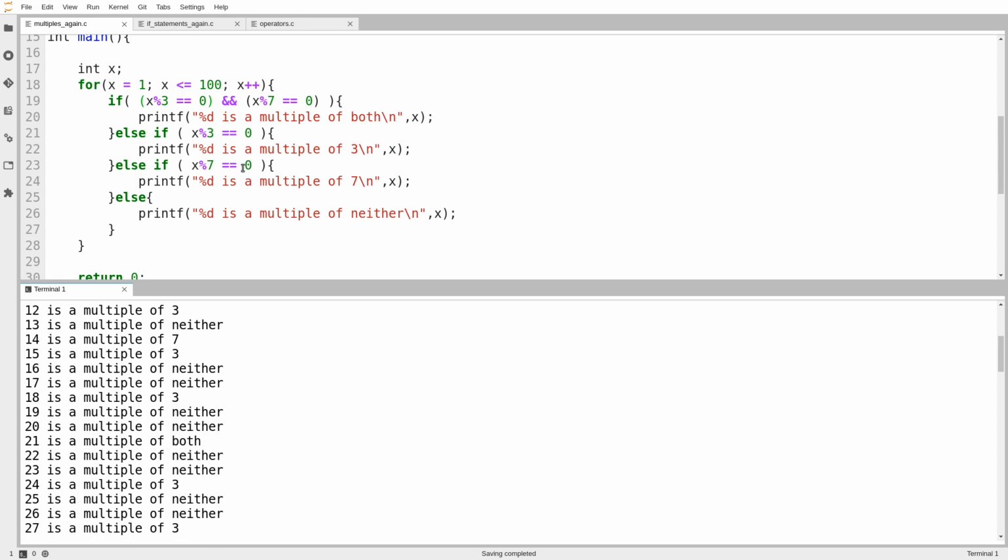It's also significant that I ask the questions in this order. First I ask, is it a multiple of both? And then if it is, I print that out. Then I say, okay, so it wasn't a multiple of both. Is it a multiple of just 3? You might notice it's a good experiment to try. If I didn't ask them in this order, it wouldn't work. If I started by asking, is it just a multiple of 3, then of course I would just get inside the if statement and I would never evaluate any of the other mutually exclusive cases.